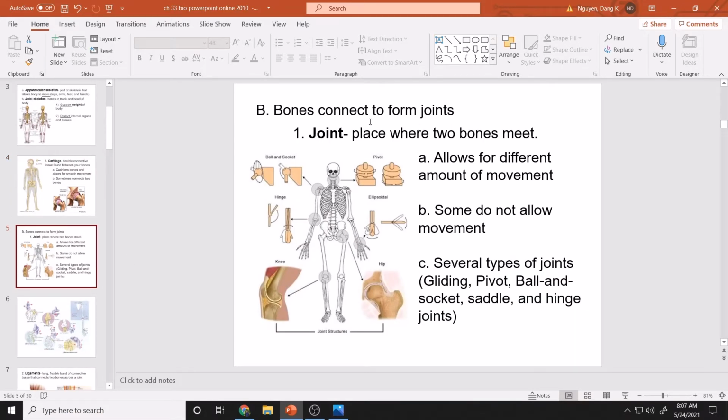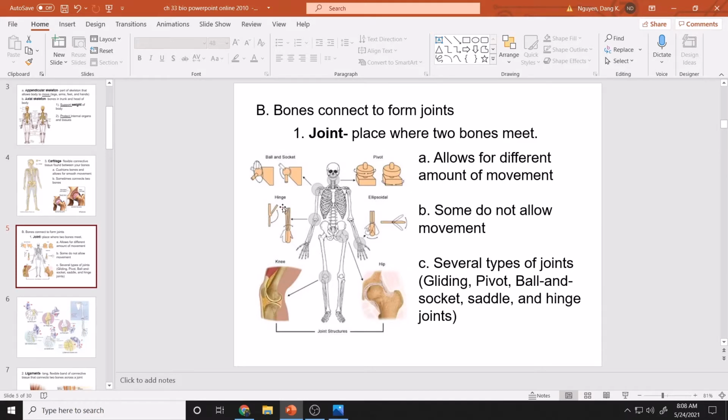Now the bones connect and they form joints, so where two bones meet, that's where you get a joint. There's different types of joints, which allows for different types of movement. So for example, your shoulder is made up of a ball and socket joint, so this allows you to rotate your shoulder 180 degrees basically. It allows you to execute actions like swimming or swinging an axe or a hammer or something like that.